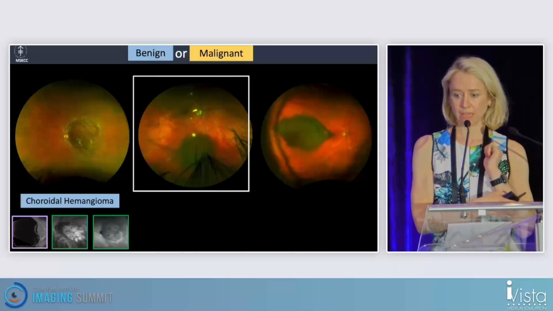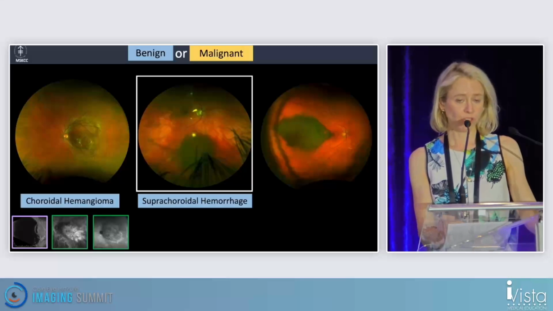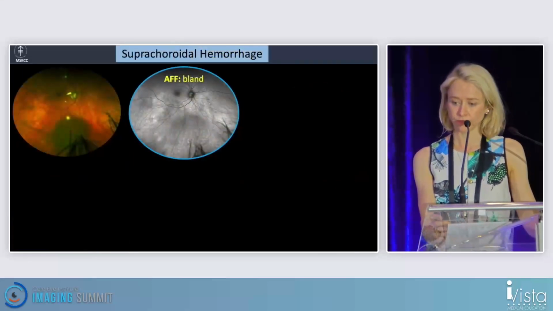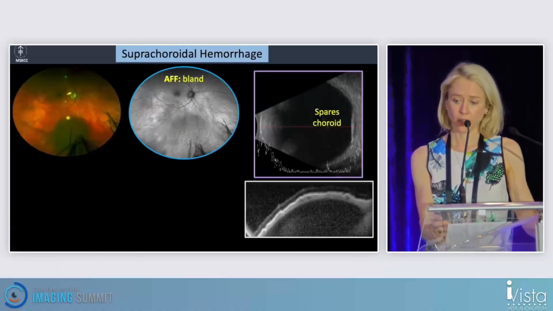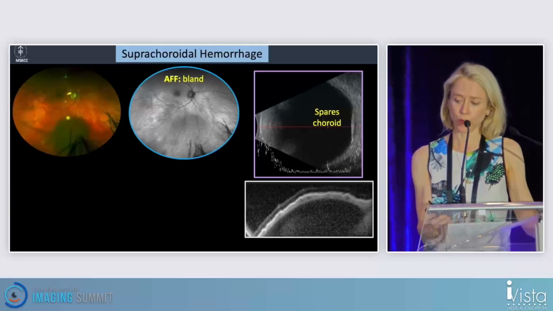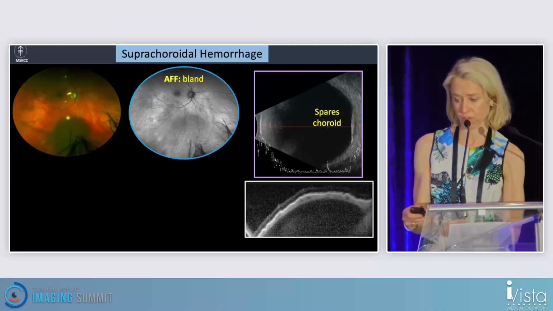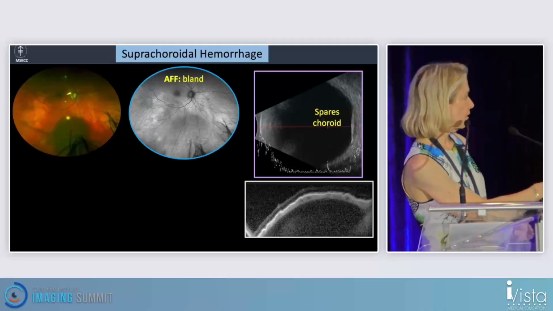Moving on to this middle image, this is a suprachoroidal hemorrhage, although it was sent in for concerns that it could have been a melanocytic lesion. On the autofluorescence, it's very bland, no hyperautofluorescence. You can see on the ultrasound that it really spares the choroid if you track the choroid around the globe. And then what's the most useful here, if you can get it out into the periphery, is using the OCT.